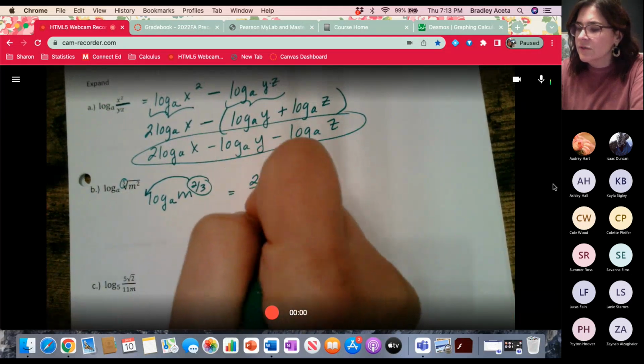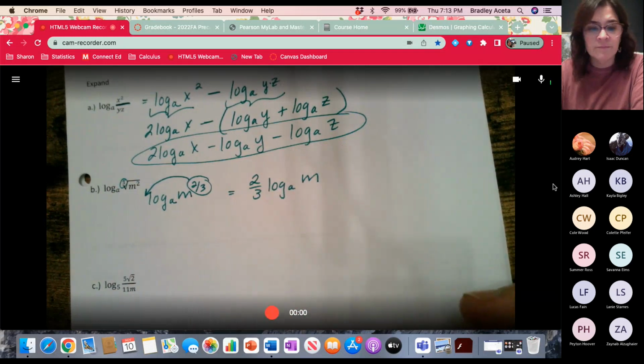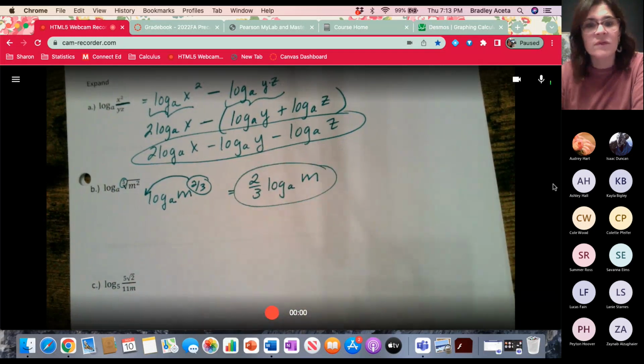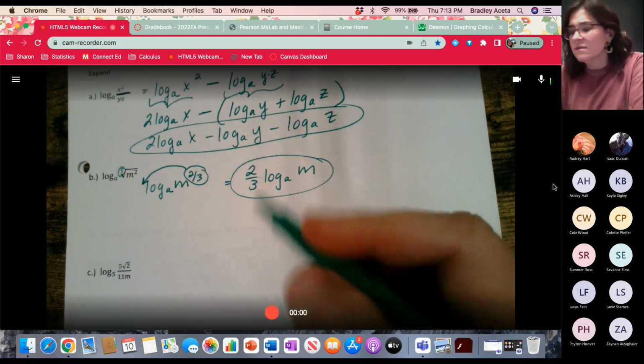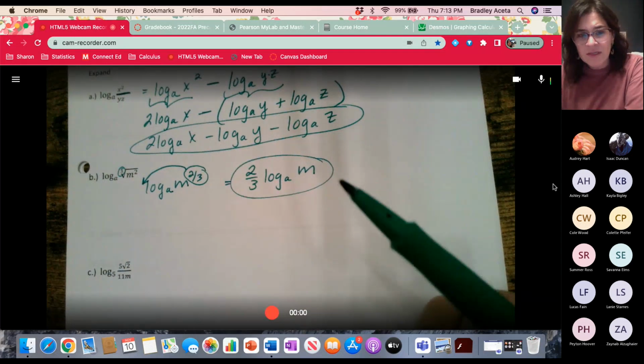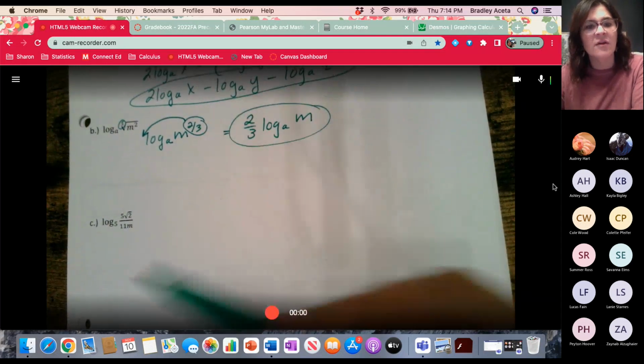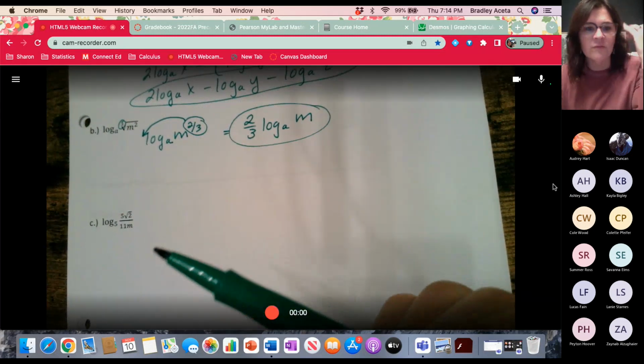So this is really 2/3 log base a of m. And that's it. There's really nothing more I can do. I mean, that's as easy as it gets. But this one, let's use this knowledge that we just did with these two together. I'm pretty sure we can do this one very easily.